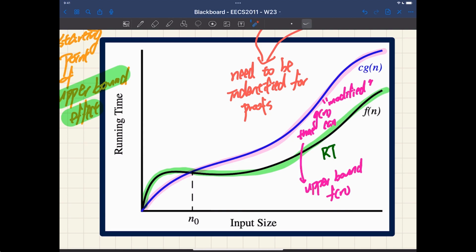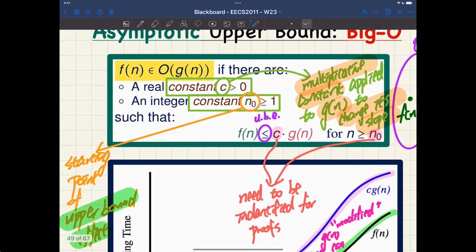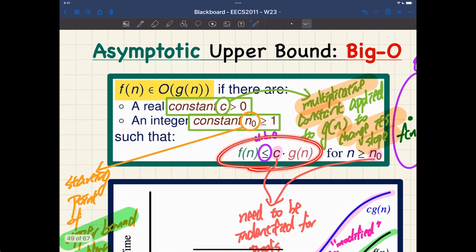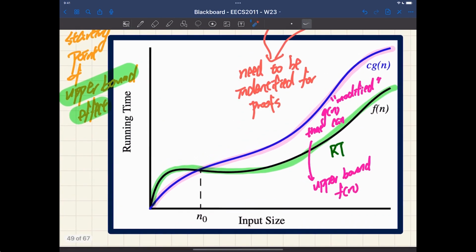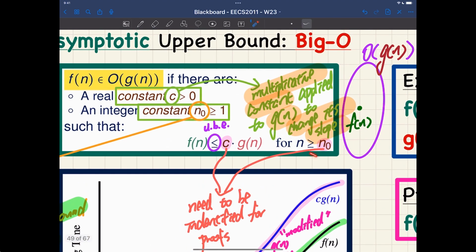When we are talking about upper bound effects over here, this is only part of the story. Upper bound effect does not necessarily start right from the beginning, which will be when input size is 0 or 1. Not necessarily. It has to be certain n0. As long as you can show that number there, it's okay.